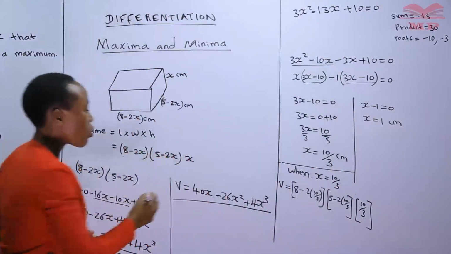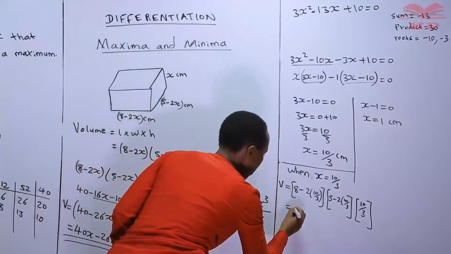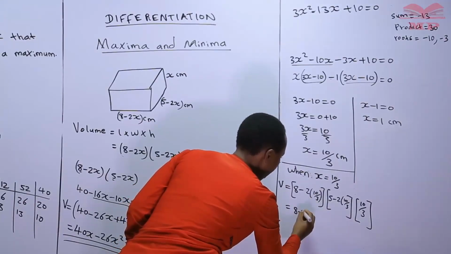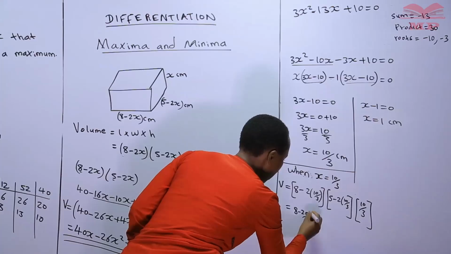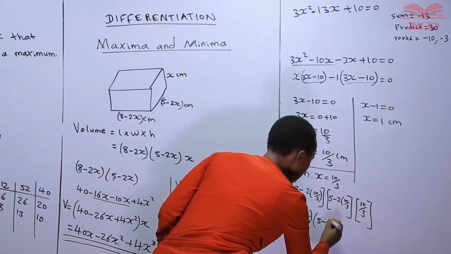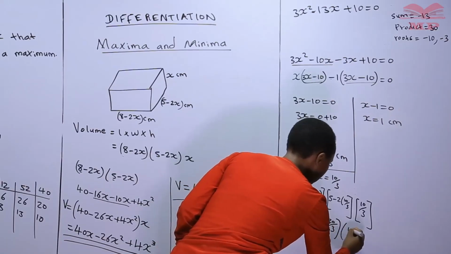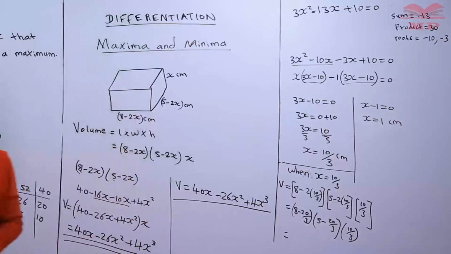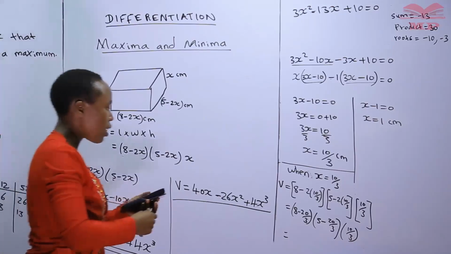That is for that. So we are going to have 8 minus 20 over 3, multiplied by 5 minus 20 over 3, multiplied by 10 over 3. And we get our volume. For that case, we can calculate it and get the volume when x is 10 over 3.